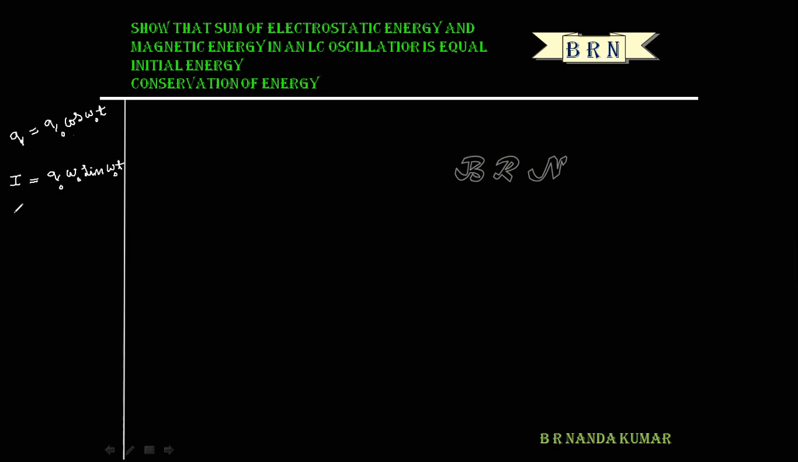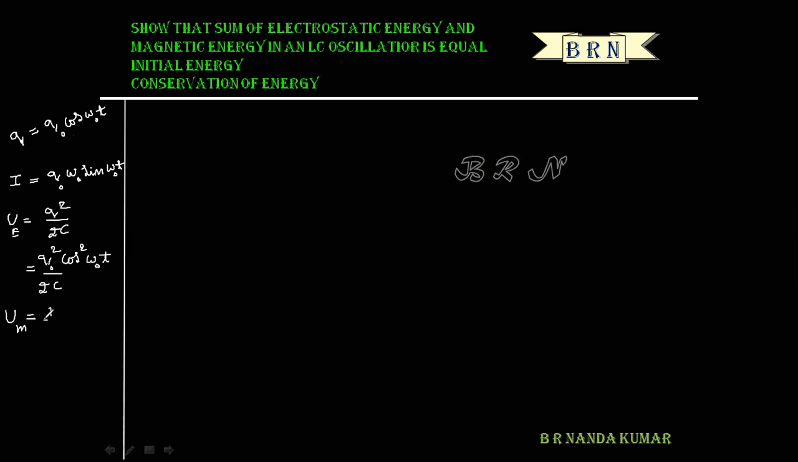So what is the mathematical expression for the instantaneous electrostatic potential energy in the capacitor? Actually that is Q squared divided by 2C. What is the value of Q? Q is Q naught cos omega naught t. So this is Q naught squared cos squared omega naught t divided by 2C.